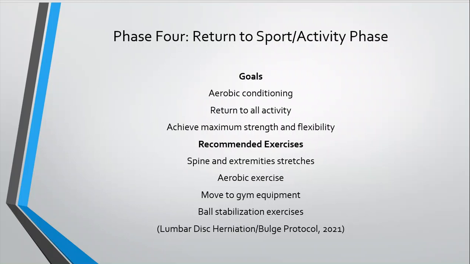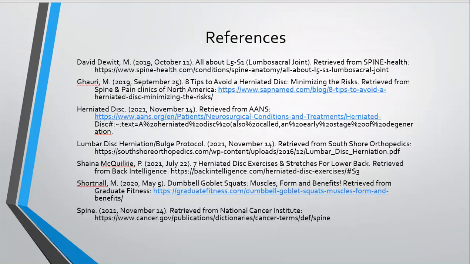Each person is different in how long it may take for them to return to normal activity. Things to look for are how well the patient can sit, stand, walk, twist, and bend without pain. We also want to look for improved range of motion, strength, and overall functionality compared to when they first came to us.